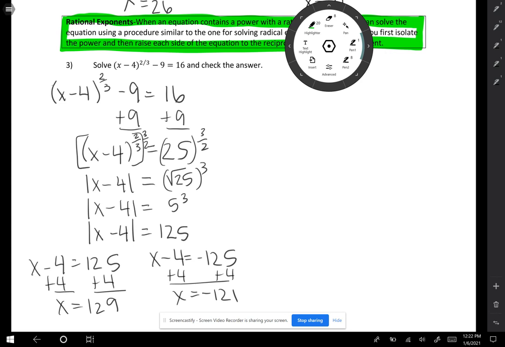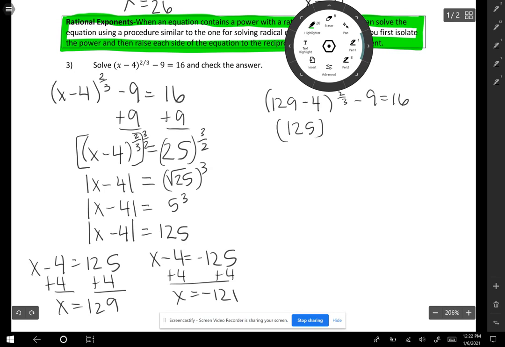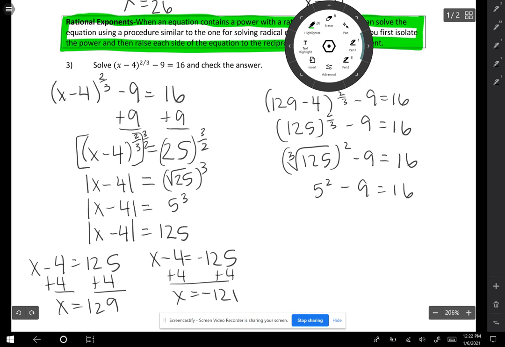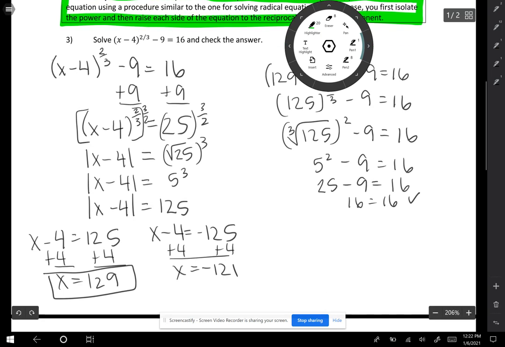So for the first one, I'm going to check 129. So I have 129 minus 4 to the 2/3 minus 9 equals 16. So 125 to the 2/3 minus 9 equals 16. So this means we're taking the cubed root of 125 and then squaring it, minus 9. So the cube root of 125 is 5. So we have 5 squared minus 9 equals 16. Well, 5 squared is 25, and we get 16 equals 16. So we know that 129 works.